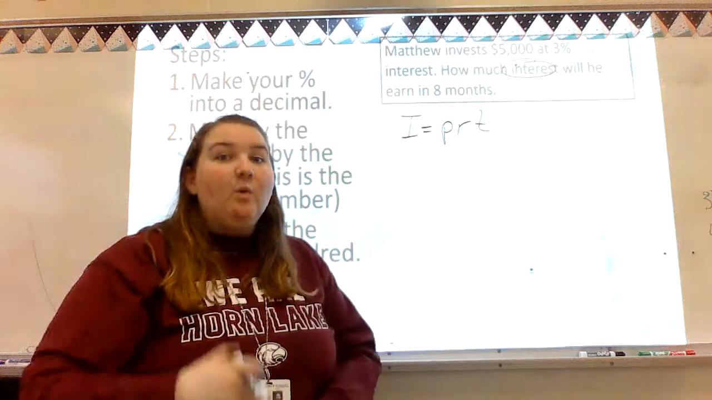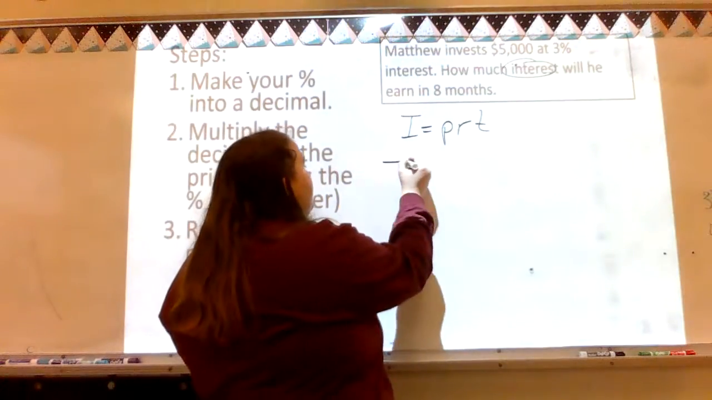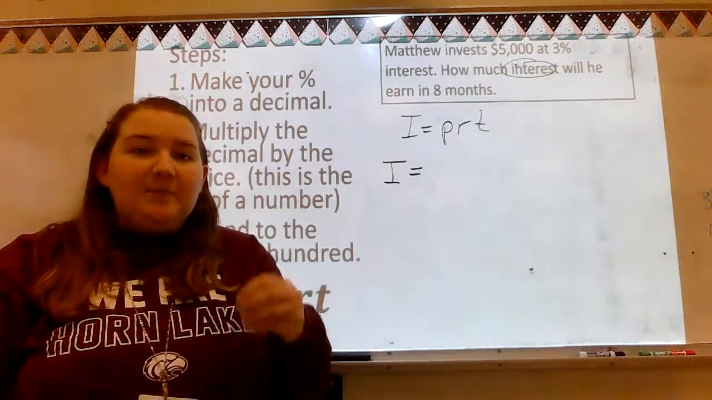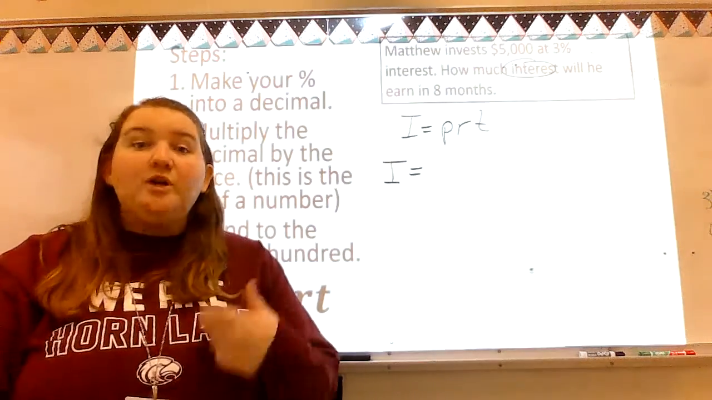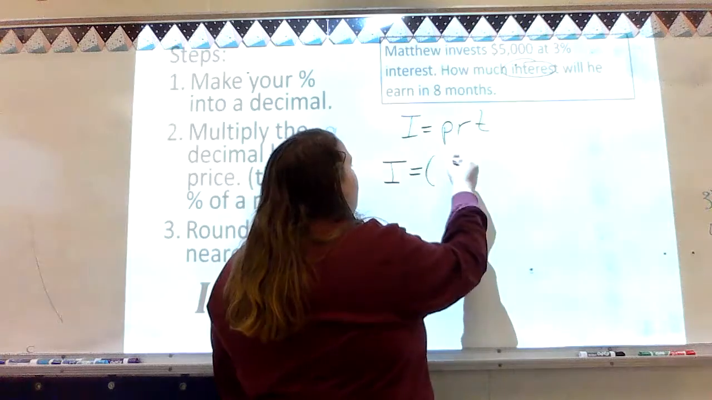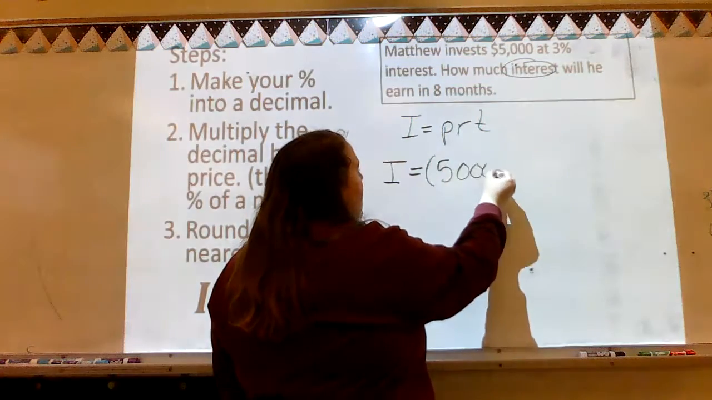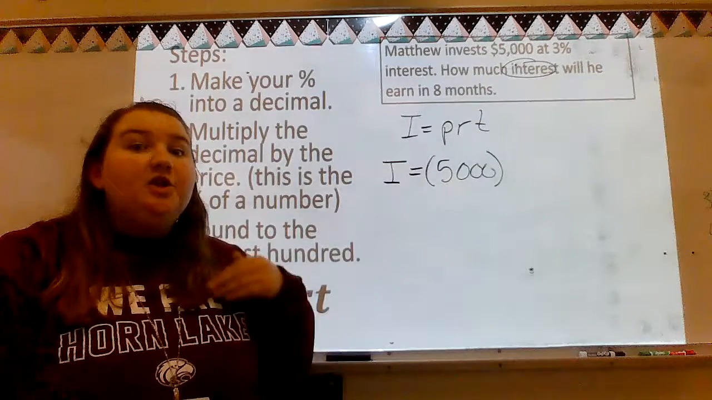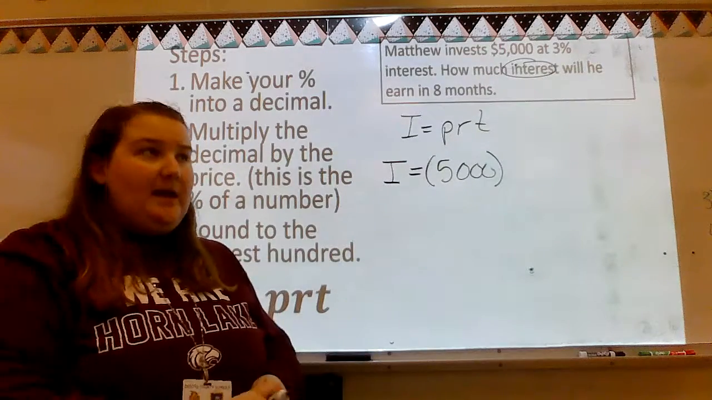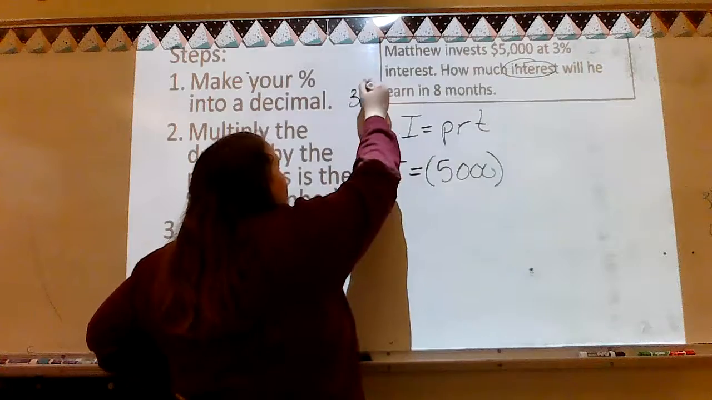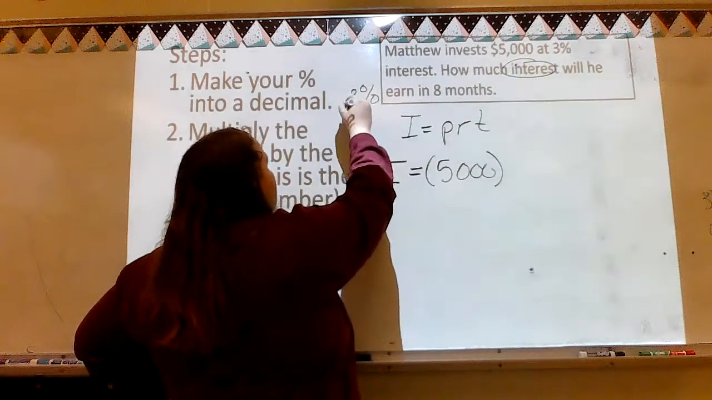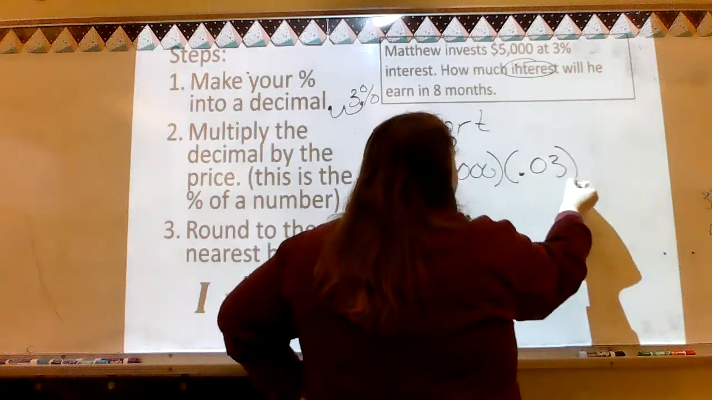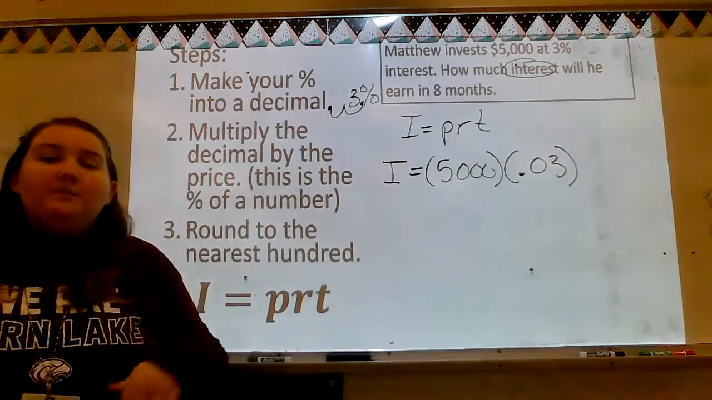What are we looking for here? We're looking for interest. So I is what we're looking for. Okay, next is P. P is your principal or your price. What's your price here? $5,000. Okay, next is your R, your rate. So 3% is my rate. So I move my decimal 1, 2. So I have 0.03. Okay?